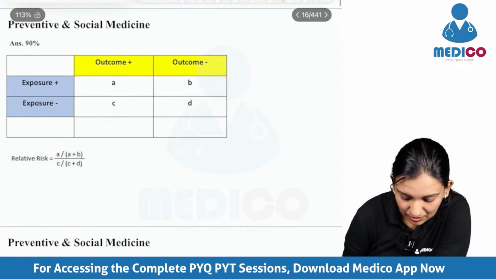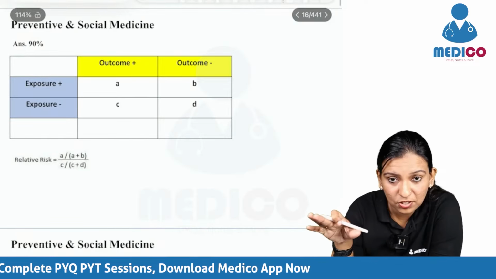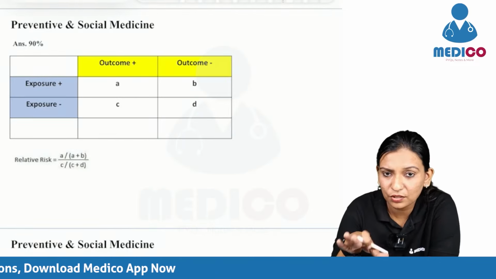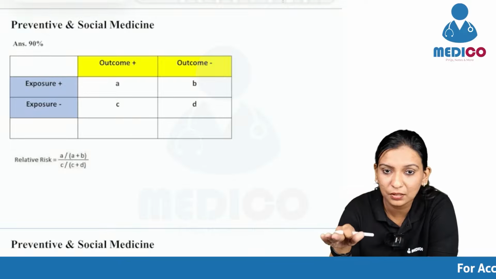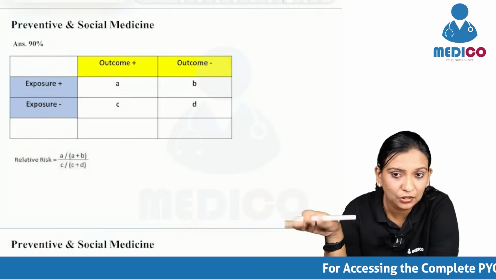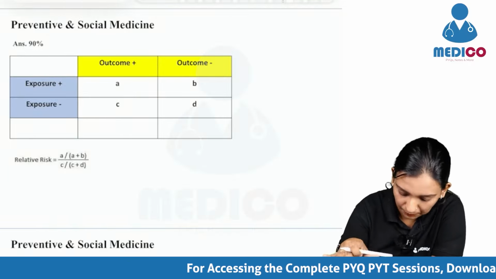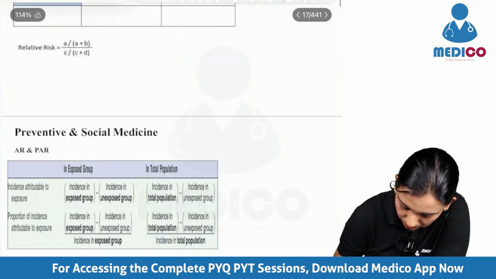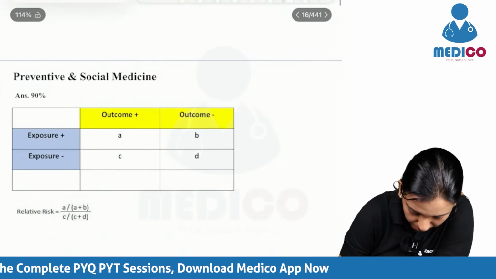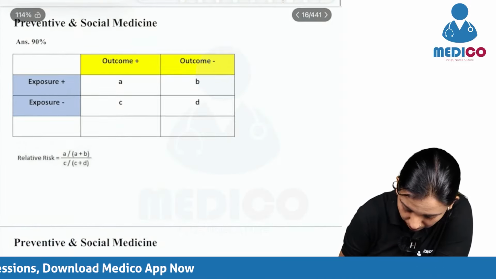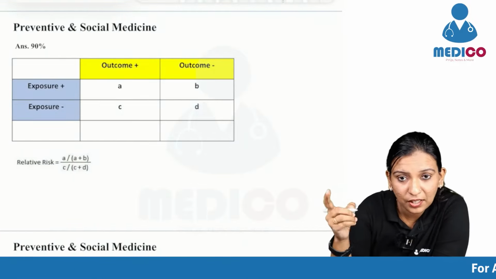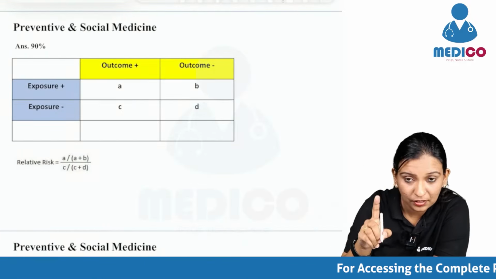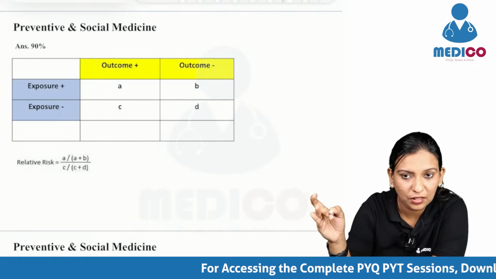So again, just like the odds ratio, here also when you are asked to find out any risk, can be relative risk, attributable risk, population attributable risk, the best thing is first make the 2 by 2 table so that you don't go wrong. Okay, so here the outcome in this 2 by 2 table, in case control study you had diseased and non-diseased. Here you have the outcome present and outcome absent, right?